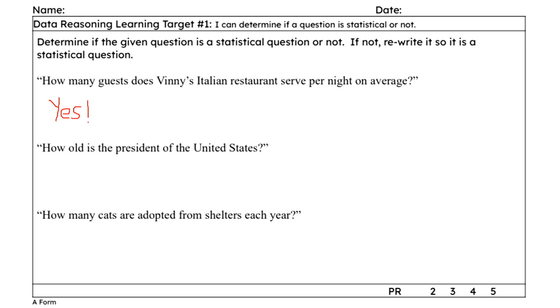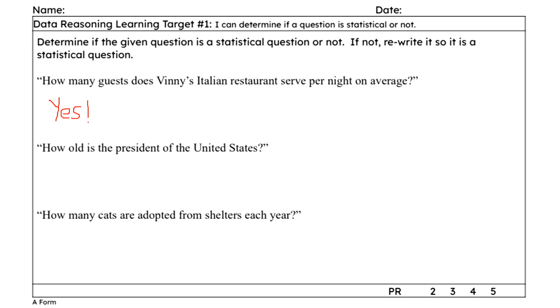But if you want to know on average over time, maybe some nights they serve more guests, maybe other nights they serve fewer guests. Typically the weekends are busier, but you want to see how Vinny's restaurant has done over time on average. You would have to look up some numbers. You could display all those values on a graph. You could find some measures of center and spread, like average. That's what makes it a statistical question. So as it's written, the first one is a statistical question.